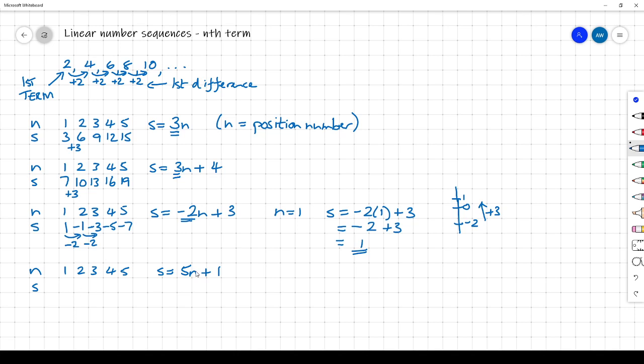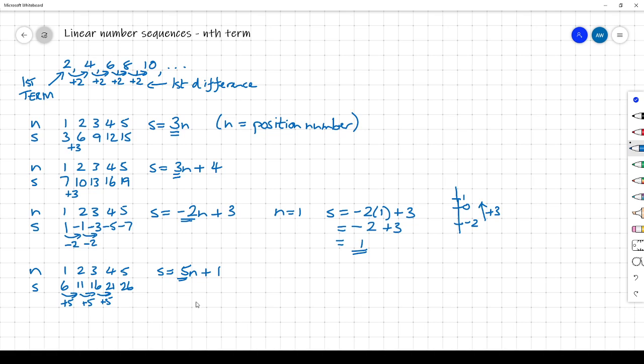So 5 times 1 is 5, plus 1 is 6. 5 times 2 is 10, plus 1 is 11. 5 times 3 is 15, plus 1 is 16. 5 times 4 is 20, plus 1 is 21. 5 5s are 25, plus 1 is 26. What's happening? What are we expecting? We're expecting it to go up by plus 5 each time. And lo and behold, it is.